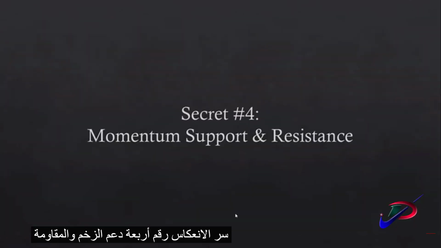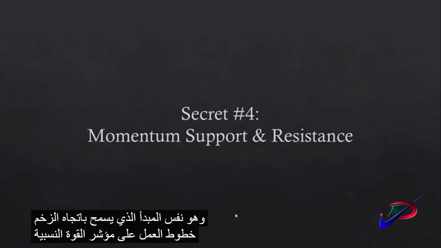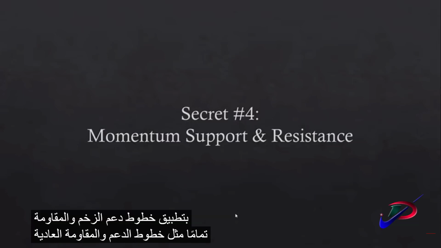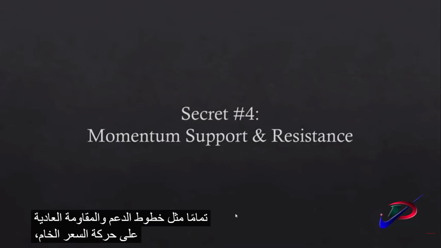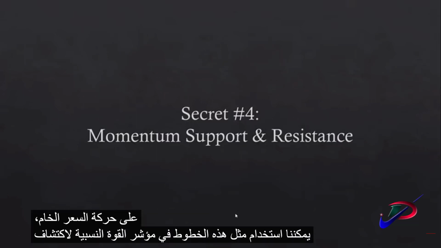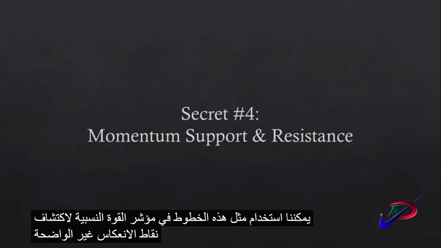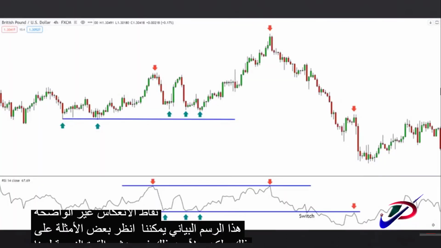Secret number 4. Momentum support and resistance. The same principle that allows momentum trend lines to work on the RSI is the principle that allows for momentum support and resistance lines to be applied. Just like regular support and resistance lines on raw price action, we can use such lines in the RSI to spot non-obvious reversal points. In this chart, we can see a few examples of that.